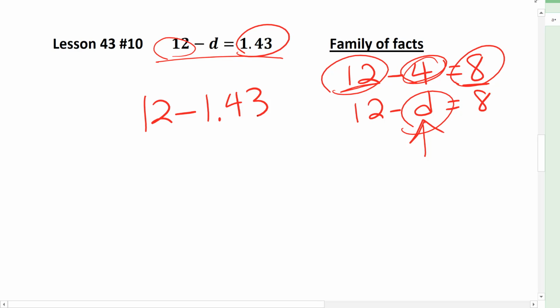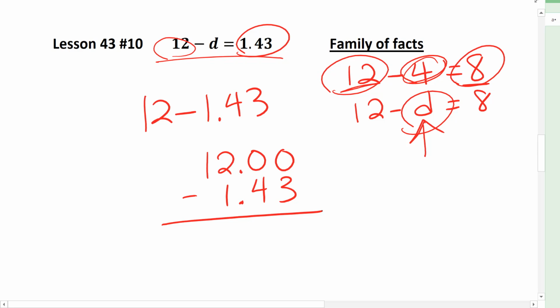So 12 minus 1.43, and I'll have to write that this way, 12.00 minus 1.43. To subtract here, I'm going to have to borrow because I can't take 3 away from 0, but I can't borrow from 0 because there's nothing there. So I have to go all the way over to the 2 and borrow 1, and so there's 1 left, and that makes this 0 a 10, and now I can borrow from that 10 to get something to take the 3 away from. So remove the 10, make it a 9, make this a 10. 10 minus 3 is 7. 9 minus 4 is 5. Put your decimal where it belongs, and then you've got 11 minus 1 is 10. So d is 10.57, I think.